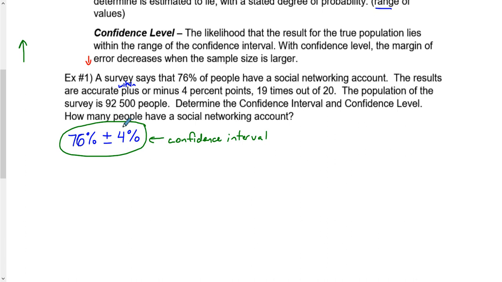Another way, obviously, of notating this is, because if it's 76% plus or minus 4%, well, if you subtract 4%, it'd be 72. If you add 4%, it'd be 80. So the confidence interval in its condensed form is written like this. This would be its basically literal translation. The plus or minus 4% is the margin of error.